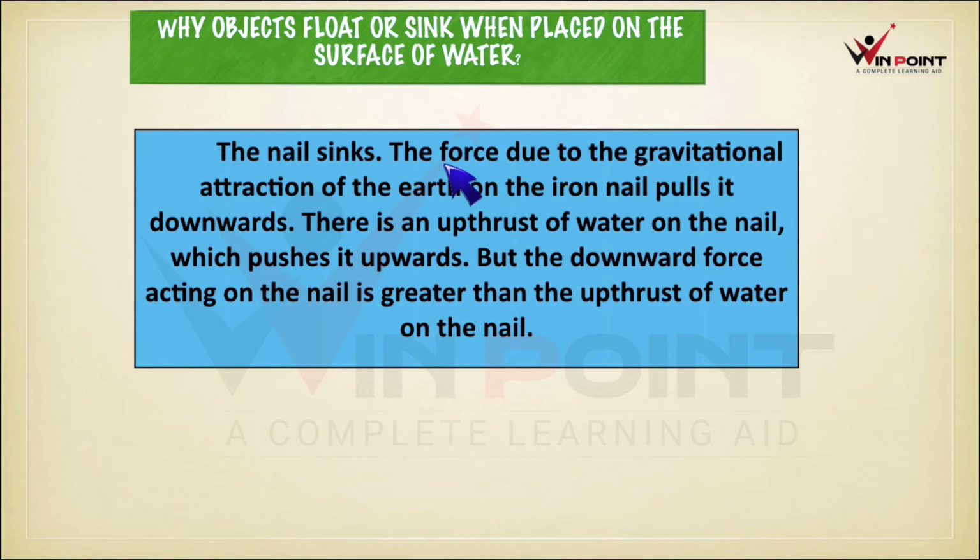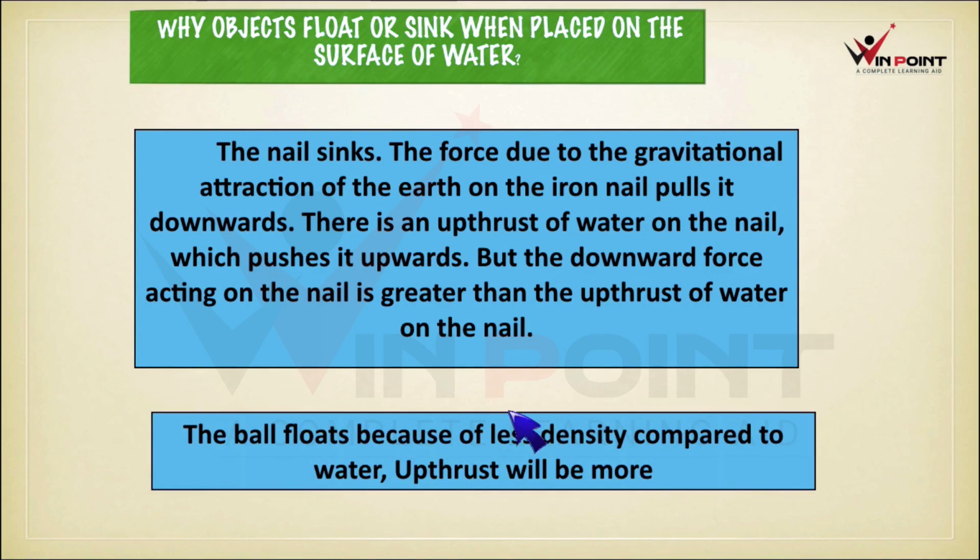The nail sinks. The force due to the gravitational attraction of Earth on the iron nail pulls it downwards. It means weight. There is an upthrust of water on the nail which pushes it upward, but the downward force acting on the nail is greater than the upthrust of water on the nail. Here it is saying that the weight is more than the upthrust. The gravitational force is weight. The weight is more than upthrust. Because of that, the nail is sinking. But in the case of the ball, the weight and upthrust are balancing each other. The ball floats because of less density compared to water. Upthrust will be more.